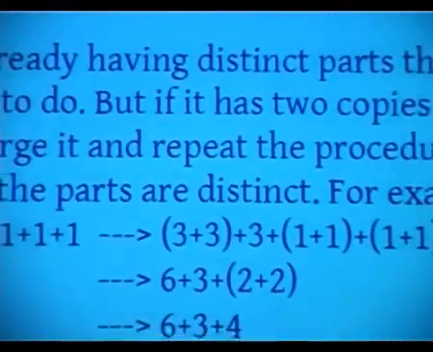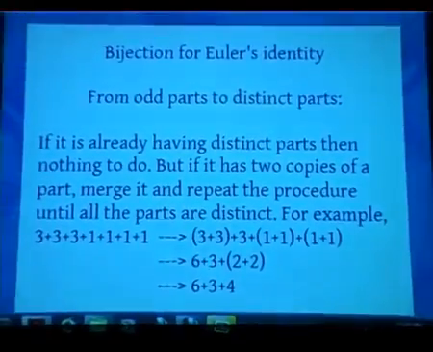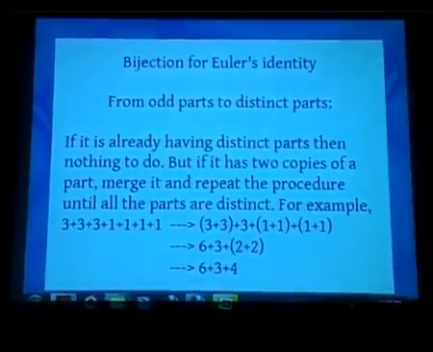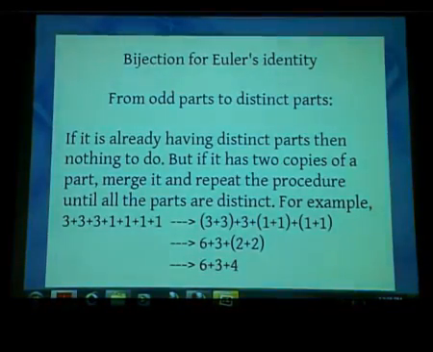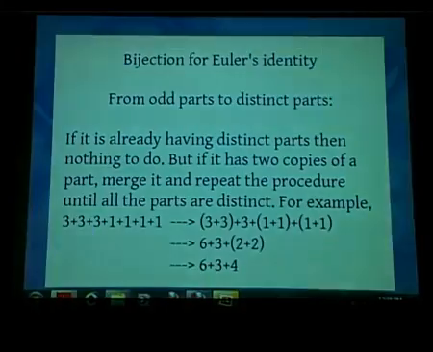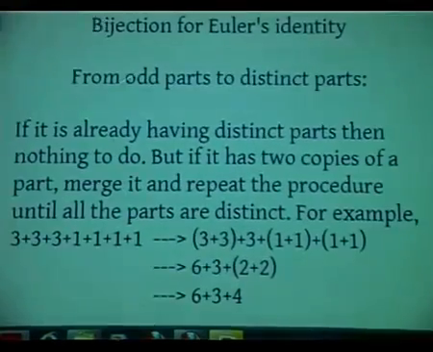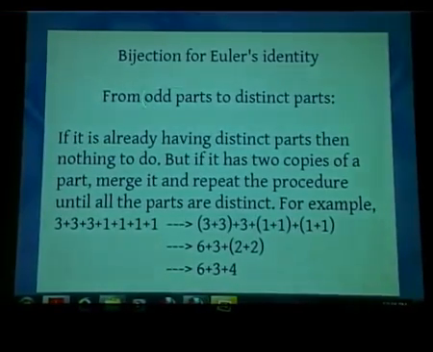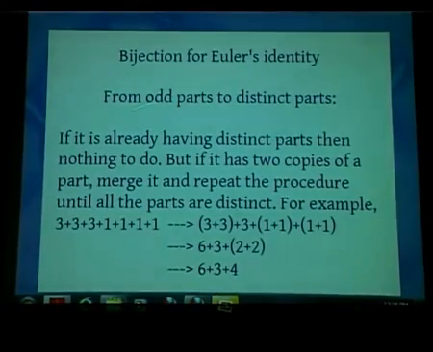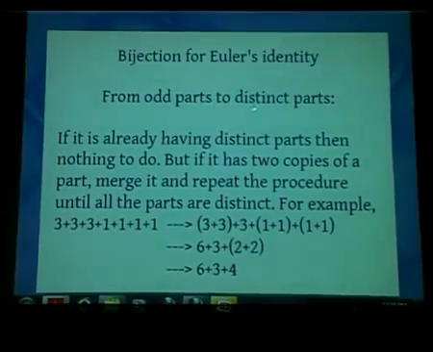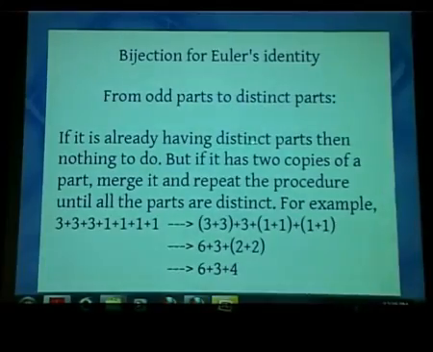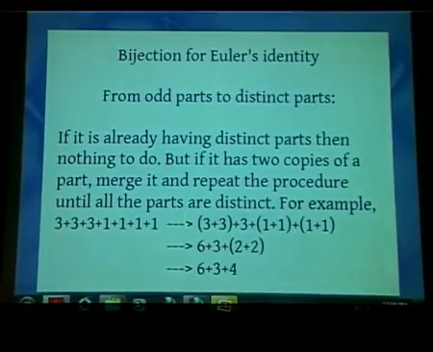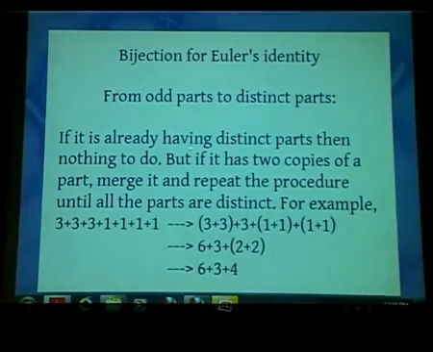Now we come back to our original problem, which is Euler's identity. So we want to give a bijection between the odd parts and the distinct parts. Now I am going one way, from odd parts to distinct parts. If the odd parts are already distinct, nothing to do, just keep it as it is. But if some of them are identical, then you just merge them and see whether it coincides with some other part that already exists; again merge them, until you get distinct parts.